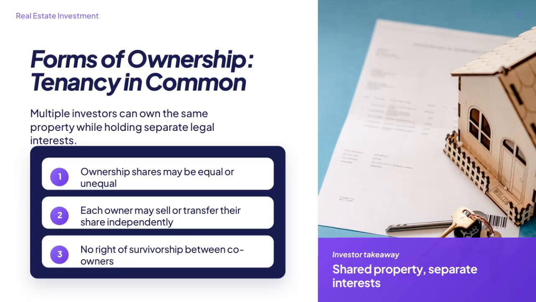Here, we're looking at the concept of tenancy in common as a form of property ownership. This structure allows multiple investors to own the same property, but each holds a separate legal interest. That means the ownership shares can be equal or unequal. So one investor might own a larger portion than another. Another important point is that each owner can sell or transfer their share independently without needing approval from the other co-owners. This flexibility can be useful for investors wanting to adjust their holdings without affecting the entire group.